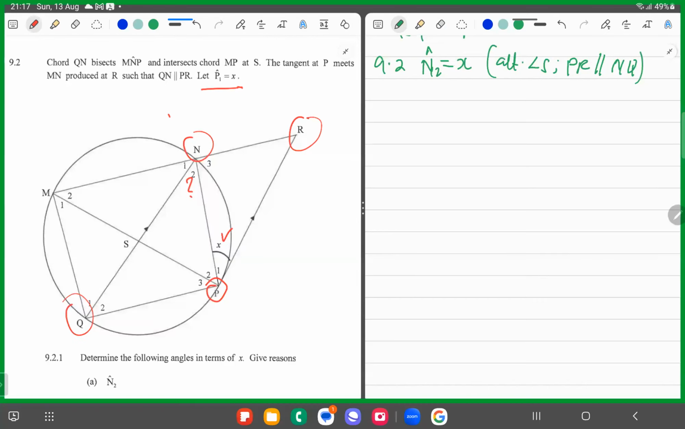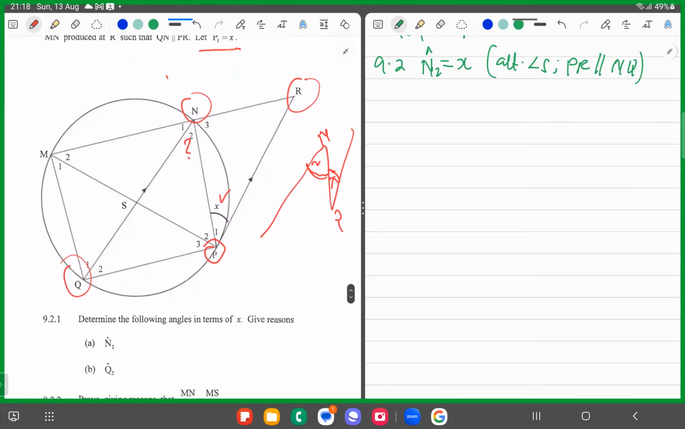Okay, because they're parallel, then you can see this angle is x in that one. So you have that N2 is equal to x because you have alternate angles. So we found an angle that is equal to x.